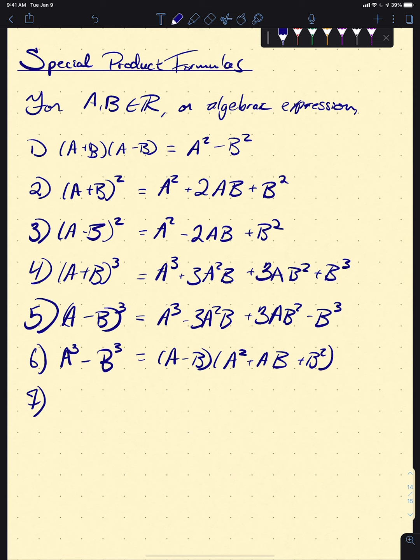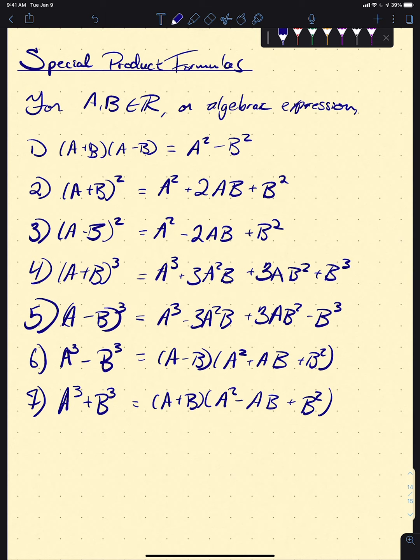And number 7, the last one on this long list, is A cubed plus B cubed. That's A plus B times A squared minus AB plus B squared.